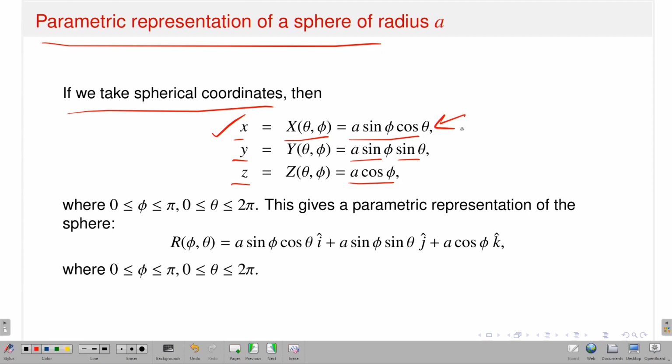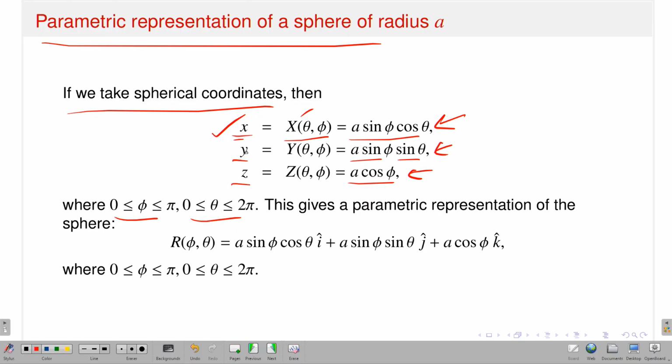Therefore, the right hand side is a function of phi and theta. This is a function of phi and theta. This is also a function of phi and theta, and I have written them as capital X of theta comma phi, capital Y of theta comma phi, and capital Z of theta comma phi. But you should be careful here. Phi and theta vary in some intervals. Phi runs from 0 to pi, theta runs from 0 to 2 pi. That I know. The relations between Cartesian coordinates and spherical coordinates.